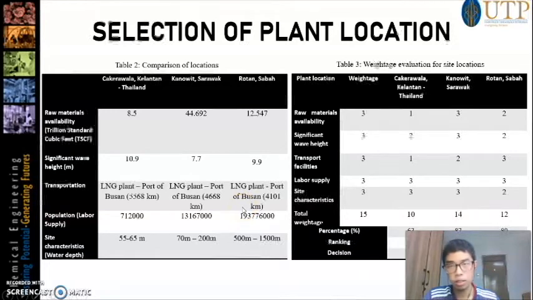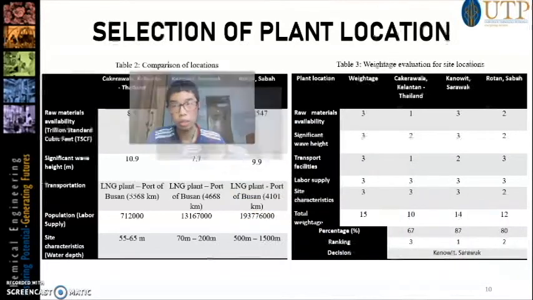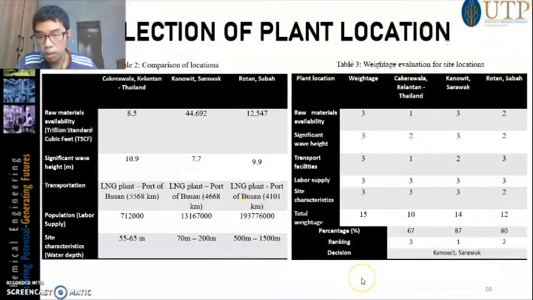Next on the list, the selection of plant location. The study was conducted based on raw material availability, climate suitability, transport facilities, labor supply, and site characteristics such as depth of water. Based on these criteria, Kanowit, Sarawak was chosen as it carries higher weightage than the other selections.